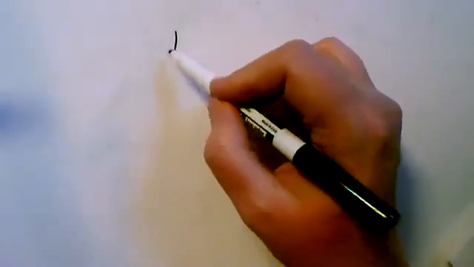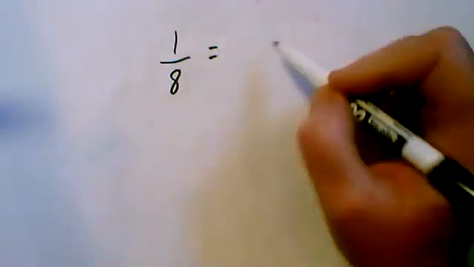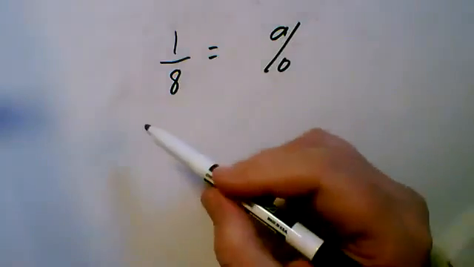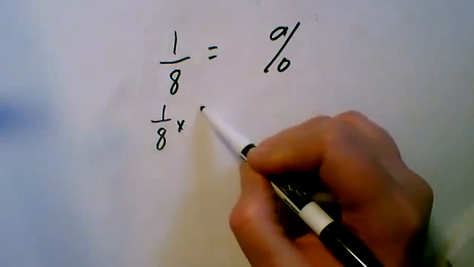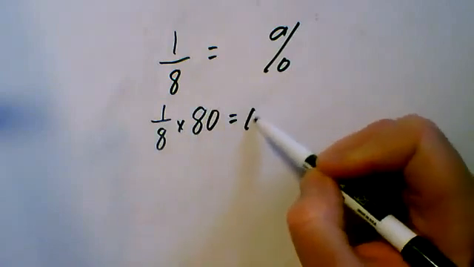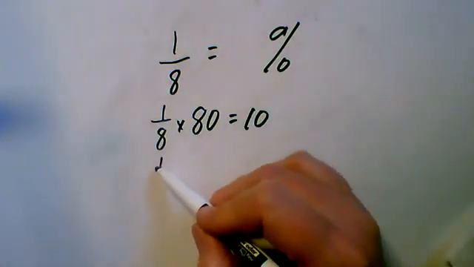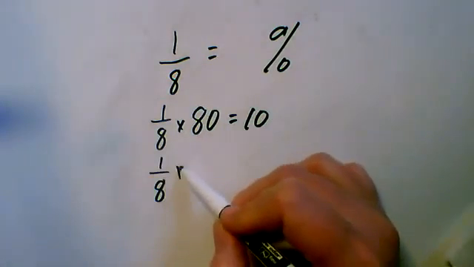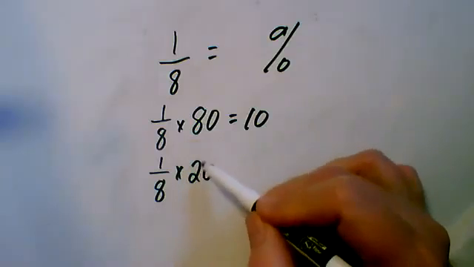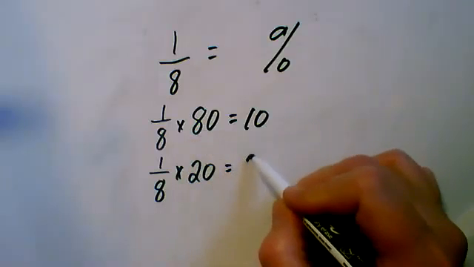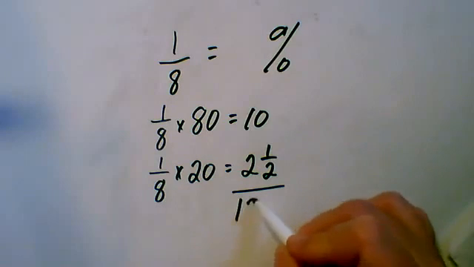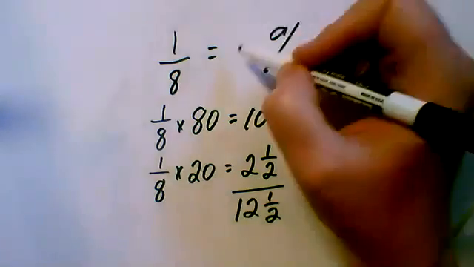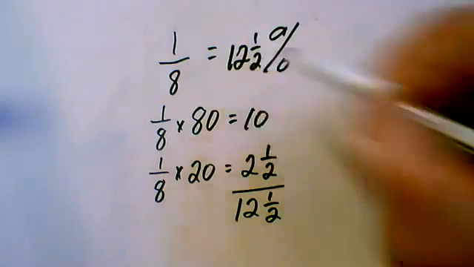So going back to the 1/8, we could use the same method. And we could say, okay, 1/8 of 80 equals 10. And then 1/8 of 20, because that's how much more you need to get to 100, is 2.5. So if you add those together, you get 12.5. So my answer is 12.5%.